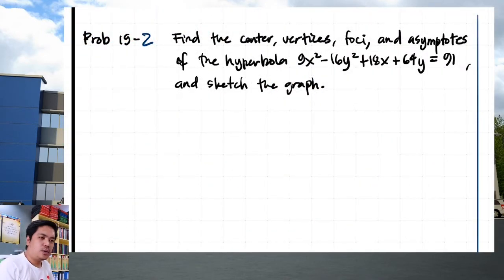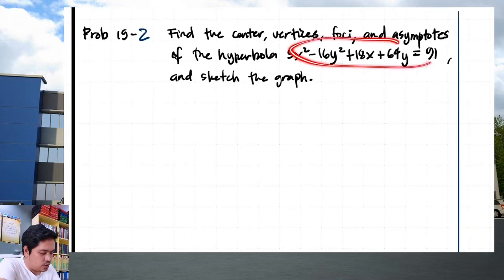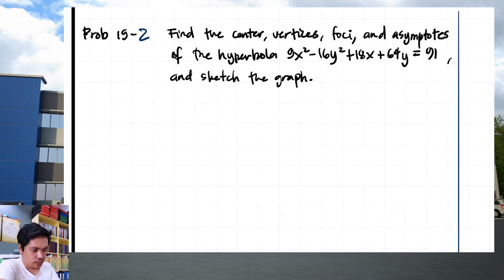Okay, for our second problem, let's try this. Find the center, vertices, foci, and asymptotes of the hyperbola 9x squared minus 16y squared plus 18x plus 64y equals 91 and sketch the graph. Okay, first, we need to change this into its standard form to locate the center and also the values of A and B. Okay, so let's start with doing this.